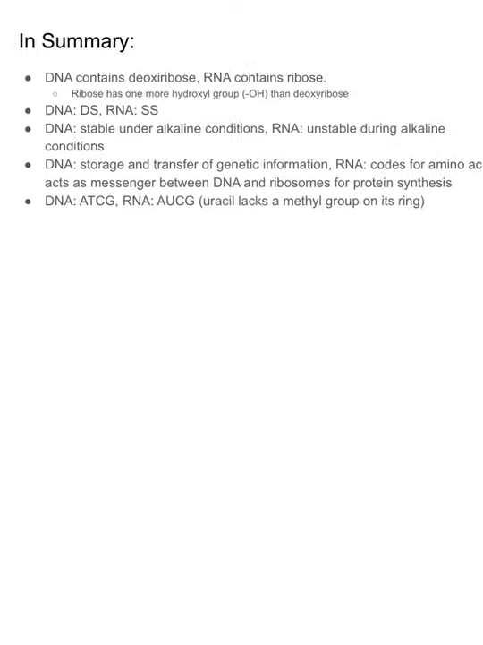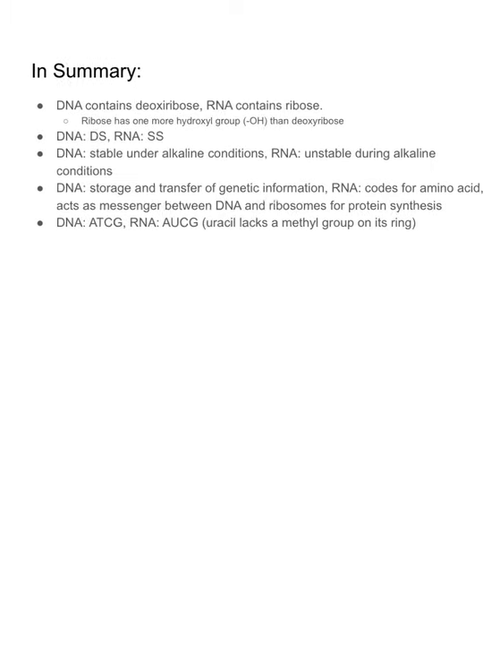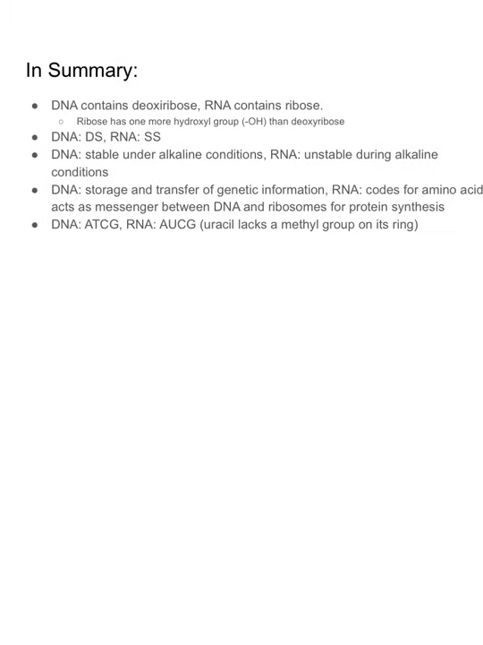In summary, I'm just going to summarize for you guys. DNA contains deoxyribose. RNA contains ribose. Ribose is different because it has one more hydroxyl group than deoxyribose. DNA is double-stranded. RNA is single-stranded. DNA is stable under alkaline conditions, which is our high pH. RNA is unstable during alkaline conditions. DNA's function is the storage and transfer of genetic information, while RNA is going to code for amino acids and act as a messenger between DNA and the ribosomes for protein synthesis.